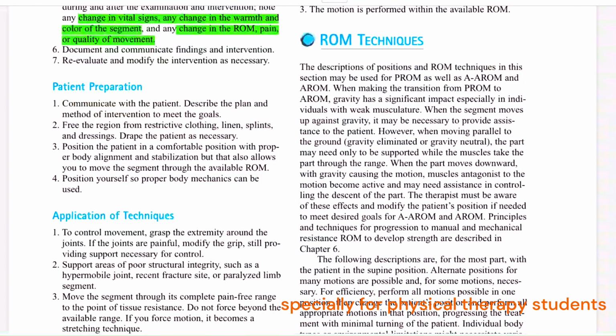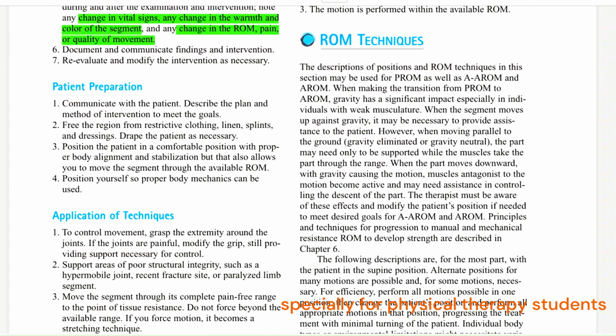Hello everyone. So today we are going to discuss the range of motion techniques. In the last lecture we discussed the principles and the evaluation planning techniques. Today we are going to see what range of motion techniques are, which we have to use as a foundational concept in physical therapy.